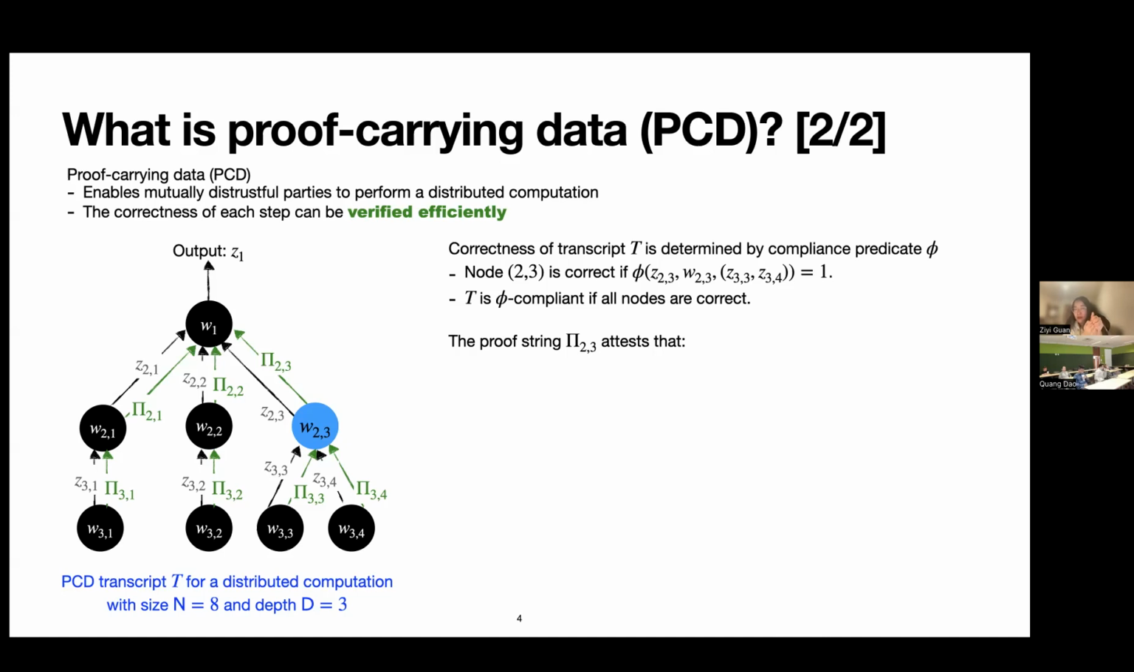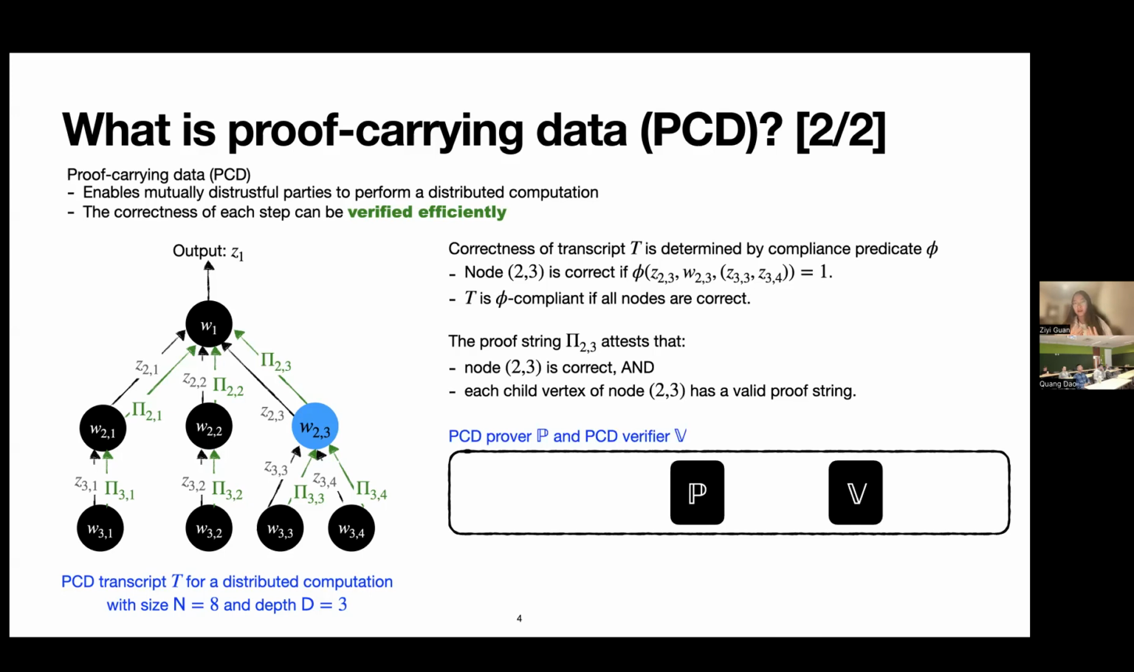But then the question becomes, okay, in the previous example we do have the proof, but the proof is actually doing nothing, because summing numbers can be done very efficiently by themselves. So what's the role of the proof actually? In this context, the proof for this highlighted node 2,3 is going to prove, first, that the computation that happened at node 2,3 is correct, and second, that every child vertex of node 2,3 has a valid proof string.